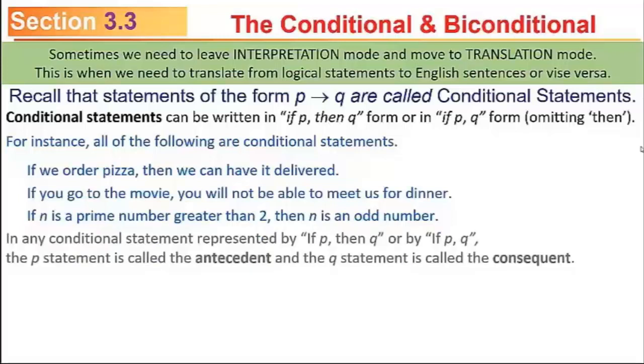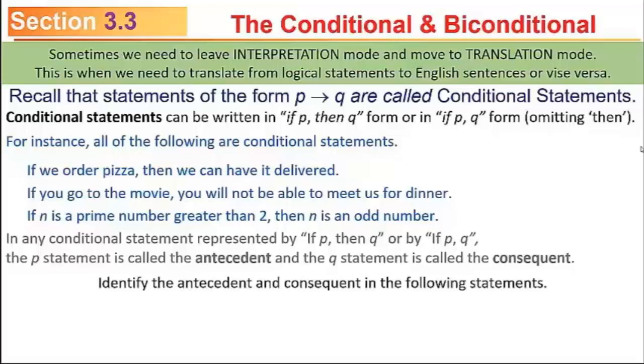In any conditional statement represented by if P then Q or by if P Q, the P statement is called the antecedent, as I've mentioned earlier, and the Q statement is called the consequent. Occasionally you'll see the antecedent called the hypothesis and the Q called the conclusion. So, identify the antecedent and consequent in the following statements.